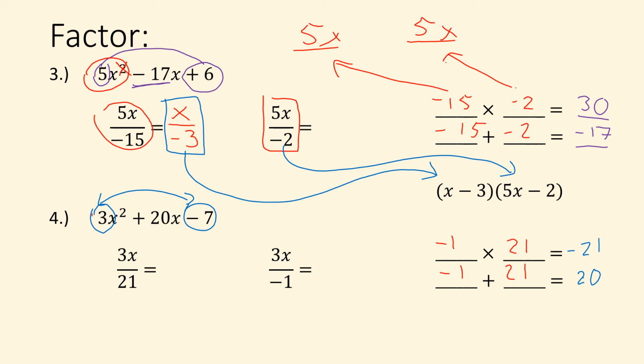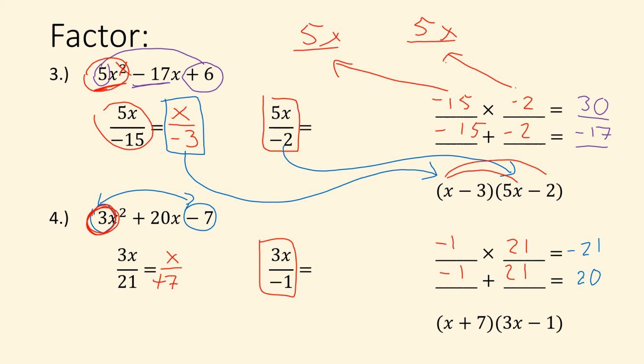Take that 3x, drop the exponent, put it over our two numbers there. Simplify anything that we can. So this is going to become x over 7. This one we can't simplify. So we have x plus 7, because it's positive, and 3x minus 1. We could check these by foiling them out. If we foiled these, we would have 5x squared, which is what we have here, minus 2x minus 15x would give us that minus 17x in the middle, positive 6. So you could always foil it to see if you got it right.